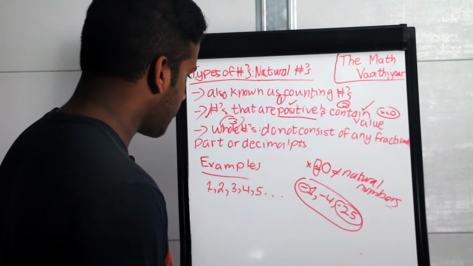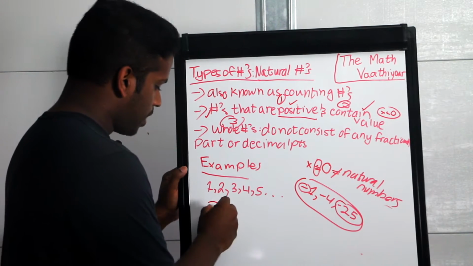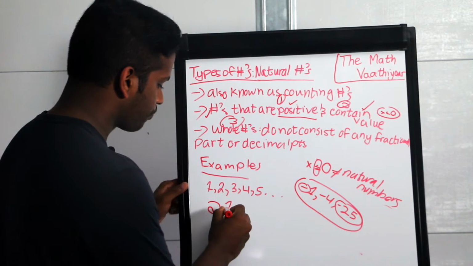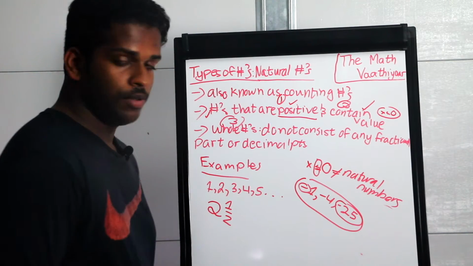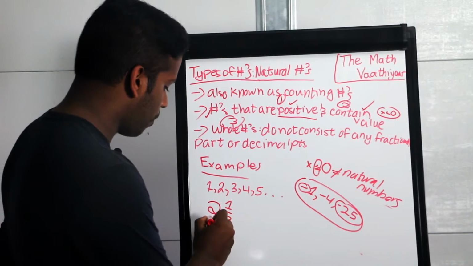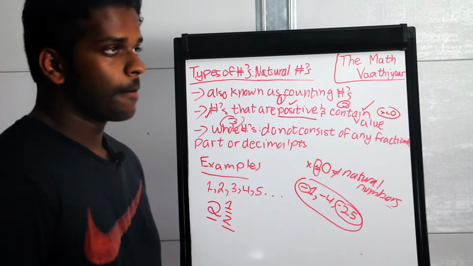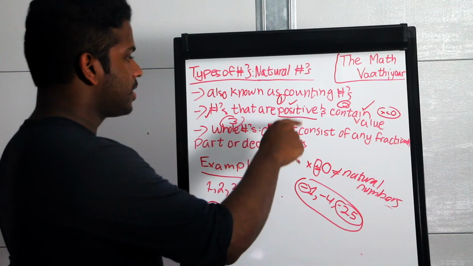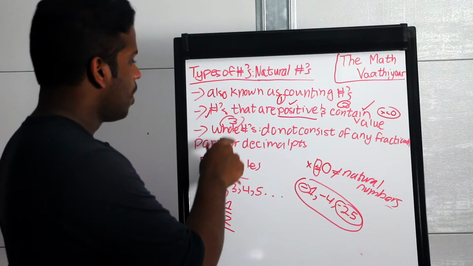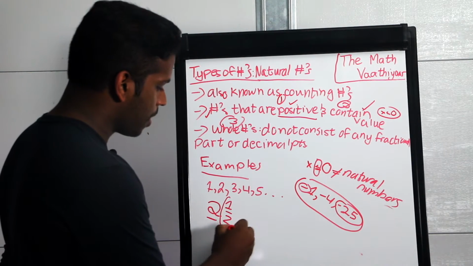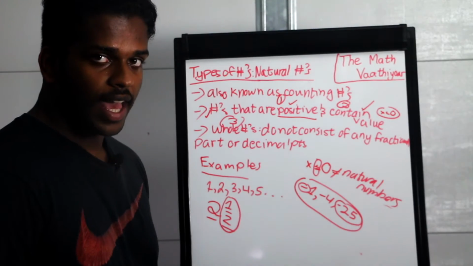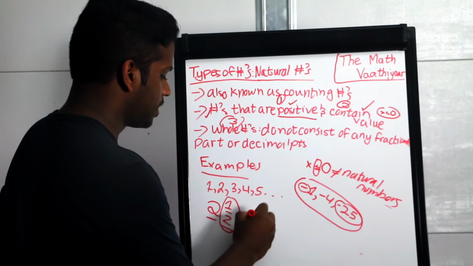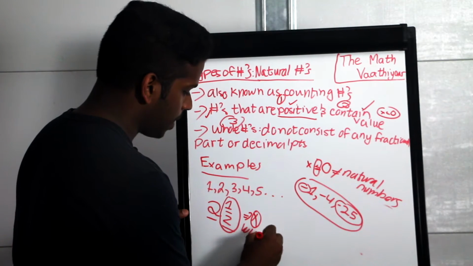So what do I mean by that? Think about this. We covered mixed fractions in an earlier video. This is 2 halves. So we have a mixed fraction. We have a whole number and we have a fraction here. Is this a whole number? Think about it. Does it not consist of any fractional part or decimal points? You have a fractional part. You have a whole number along with a fraction. So you know that this is not a whole number.